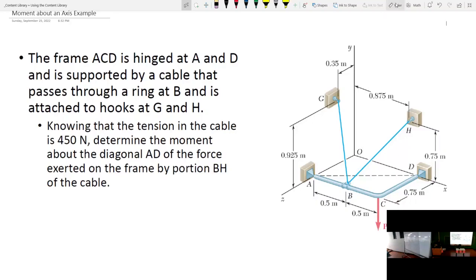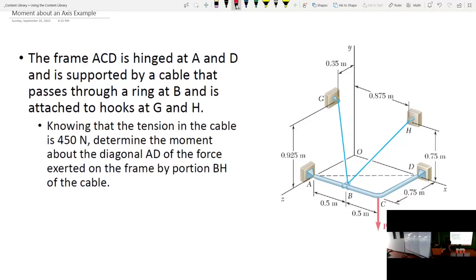All right. Now I'm going to do a little bit of sketching right here. Okay. So let's read through the problem again. Let's just make sure we understand what's going on. So the frame is hinged at A and D. It's supported by a single cable that passes through a ring at B and is attached to hooks G and H. So knowing that the tension in the cable is 450 newtons, determine the moment about the diagonal AD of the force exerted on the frame by the portion BH of the cable.